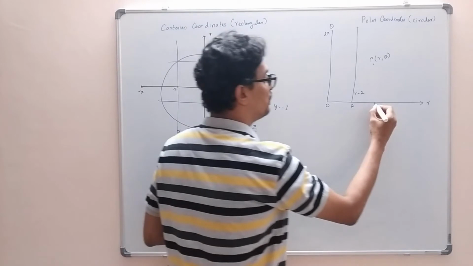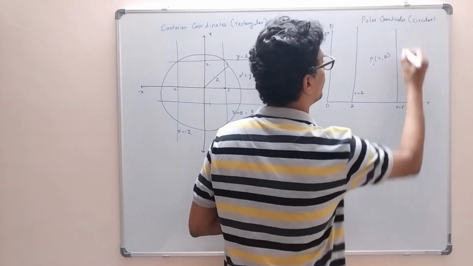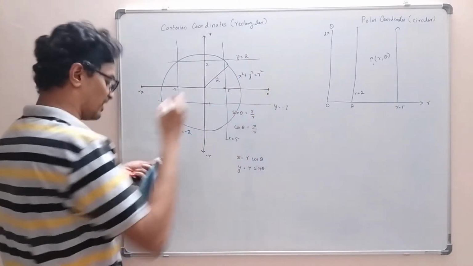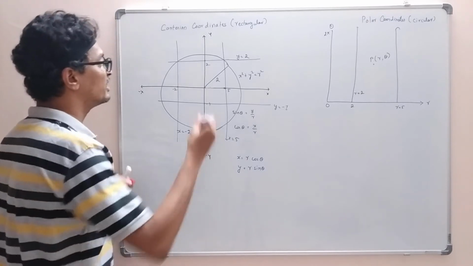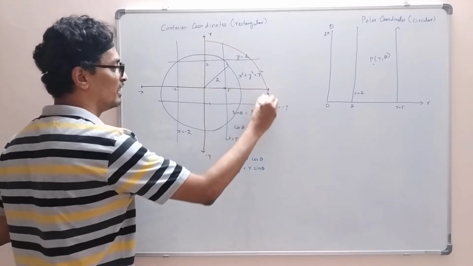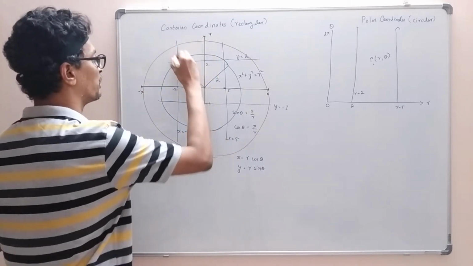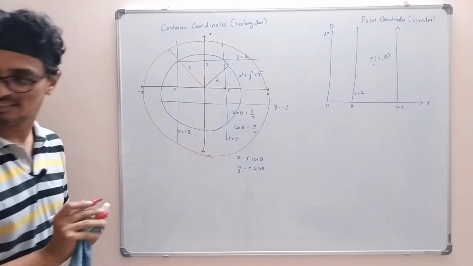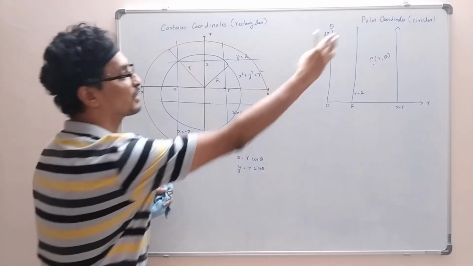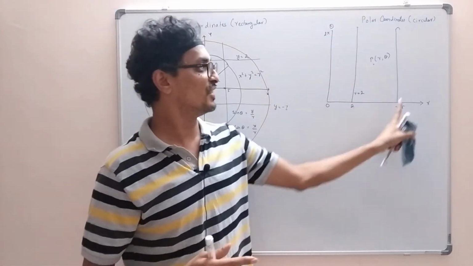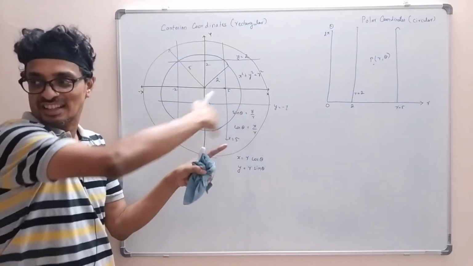So now r equal to, say, something like 3 or r equal to 5. What will it be? It's another concentric circle. Correct? So there is going to be another circle of radius, this radius is going to be 5. Okay, so that's why this was called a circular coordinate system, because any constant line of r is going to become a circle in the Cartesian coordinate system.